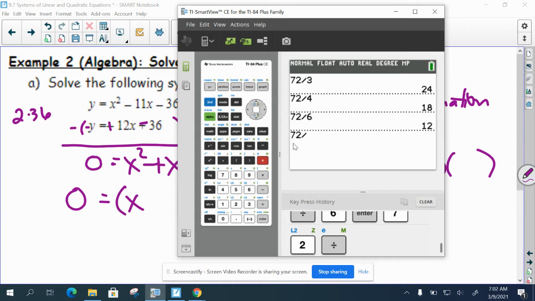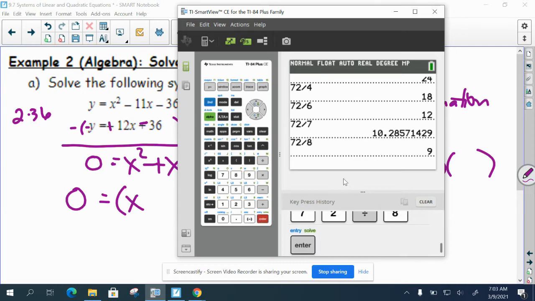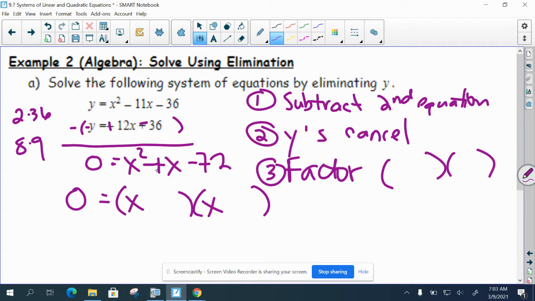72 divided by, I don't think it's divisible by 7, is it? Nope. 72 divided by 8. And 8 and 9 are winners. So we're going to do 8 and 9. But if we want to be positive in the middle, we would have to do minus 8 and plus 9. And then if you were to solve the two factors, you would get x equals 8 and x equals negative 9.